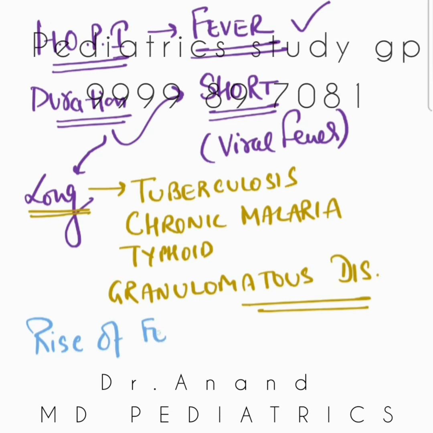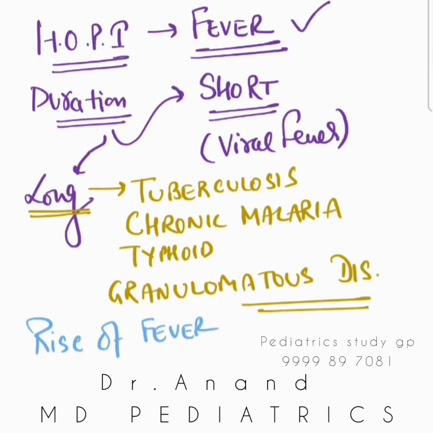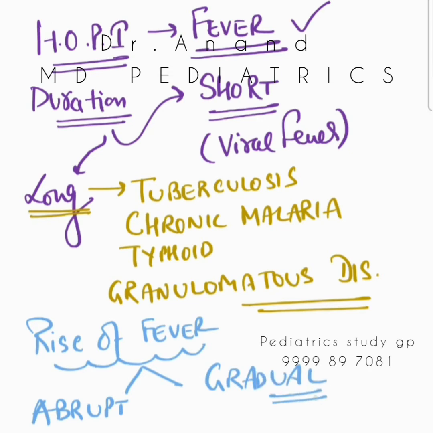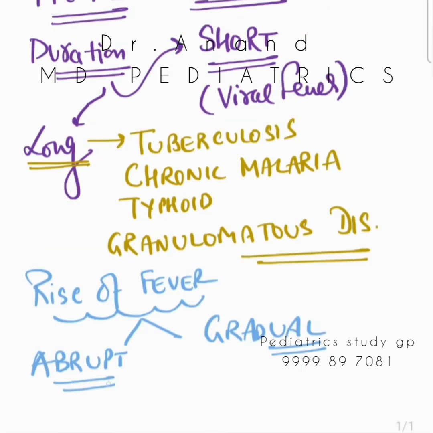Now, how is the rise of the fever? Is it an abrupt rise of fever, or a gradual rise of fever? That is also very important for us. Every point which I'm saying, try to think first yourself what could be the answer. For abrupt causes, number one, malaria. Yes or no? Patient can have malaria or urinary tract infection with abrupt onset of fever. Even pneumonia is also in some cases abrupt onset of fever.